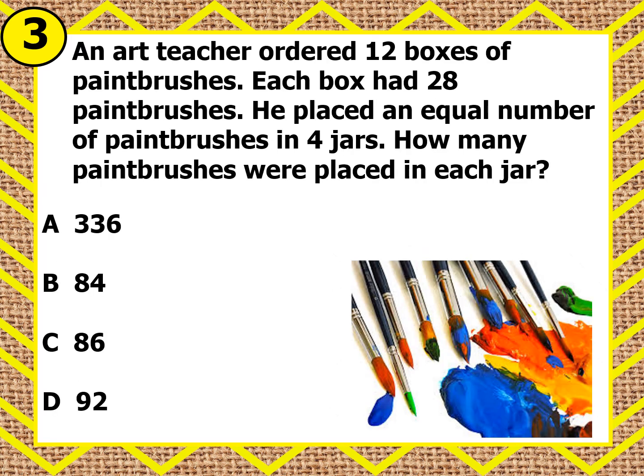Number 3. An art teacher ordered 12 boxes of paintbrushes. Each box had 28 paintbrushes. He placed an equal number of paintbrushes in 4 jars. How many paintbrushes were placed in each jar? You have 2 minutes to complete this problem. Go!